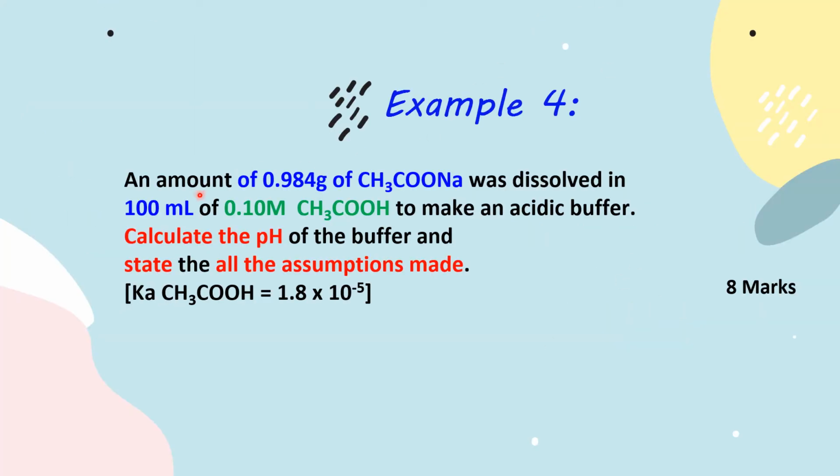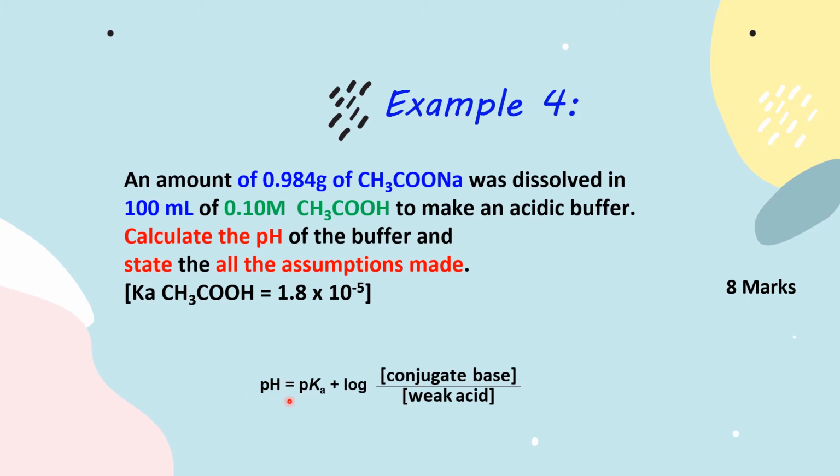Example 4. An amount of 0.984 gram of sodium ethanoate was dissolved in 100 ml of 0.1 molar ethanoic acid to make an acidic buffer. Over here, the question asks to calculate the pH and state all the assumptions made. So the first idea is that we need to apply the Henderson-Hasselbalch equation for the weak acid.